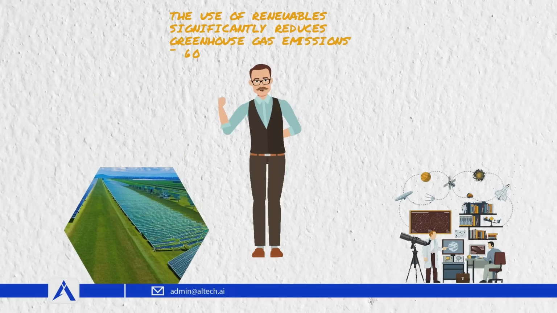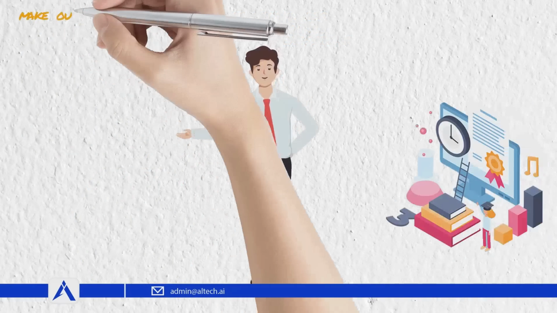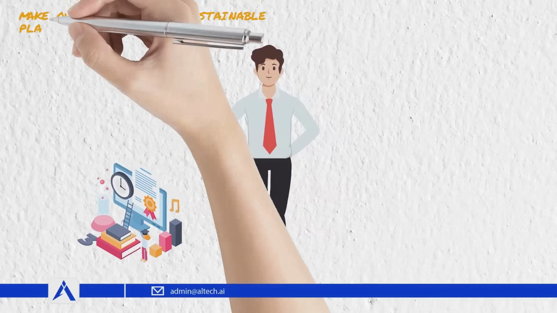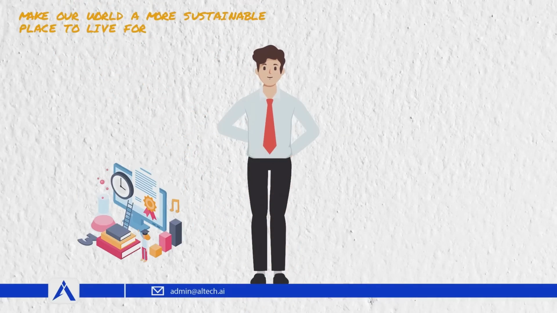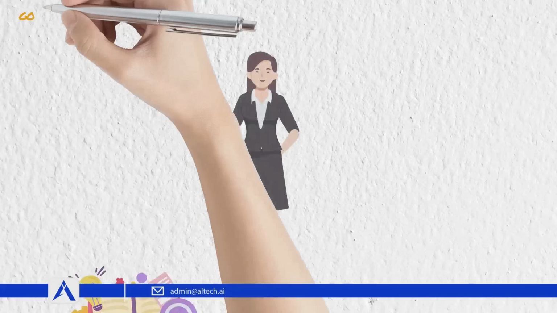Moreover, the deployment of renewable energy sources can also bring environmental benefits. The use of renewables significantly reduces greenhouse gas emissions, which contributes to mitigating climate change. Fossil fuel-based energy production is responsible for almost 60% of global carbon emissions, which are the primary cause of climate change. By replacing traditional energy sources with renewables, we can significantly reduce our carbon footprint and make our world a more sustainable place to live for future generations.